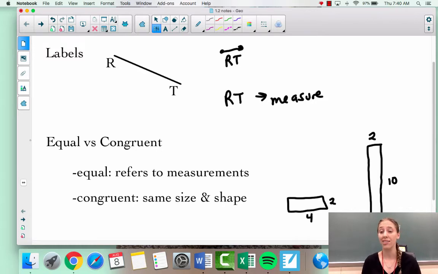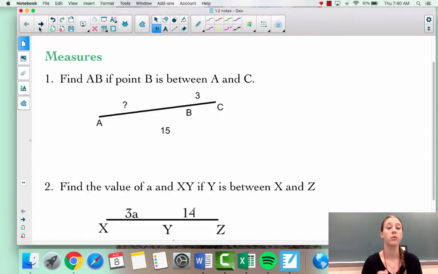So they have equal side lengths. Two of the sides are 2 inches or 2 centimeters, whatever, but the other sides are not, which would automatically make them not congruent. So just be aware that equal refers to the measurement, congruent refers to the actual size and shape, so that's very important. And the congruent symbol, in case you haven't seen it before, looks like an equal sign, except congruent is an equal sign and then it has a tilde right above it. So equals, congruent. Make sure you know the difference between those symbols.